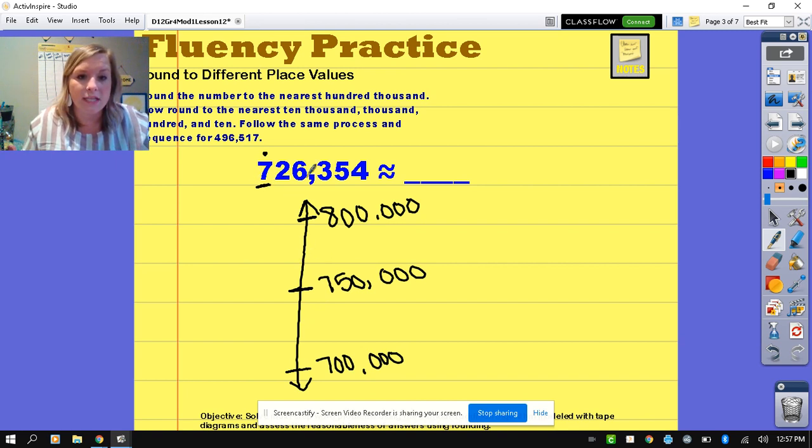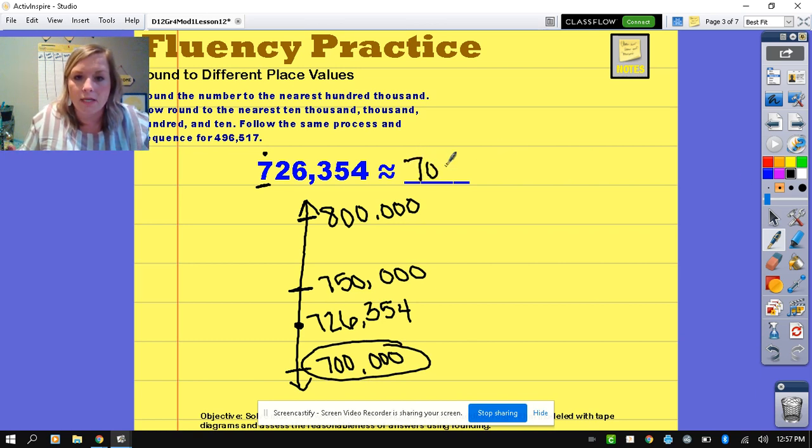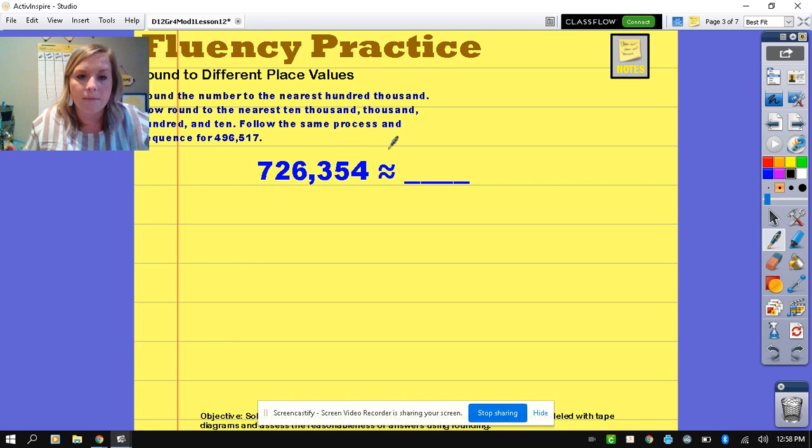Well, 726,000, when we know how to compare numbers, is going to fall below. So it would fall about right in here, 726,354. So when we look at which 100,000 it's closer to, we know it's going to be closer to our 700,000. So that means this is about equal to, and that's what those lines mean. It means about equal, it rounds to 700,000.